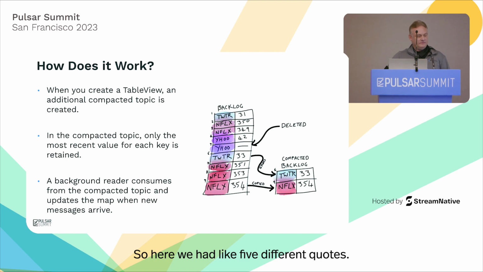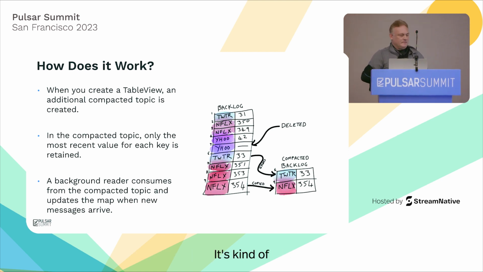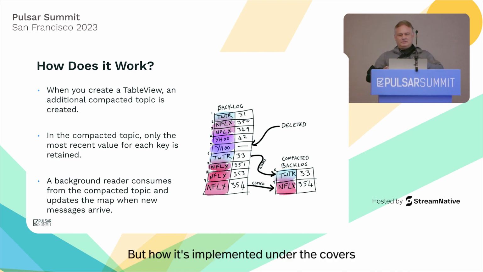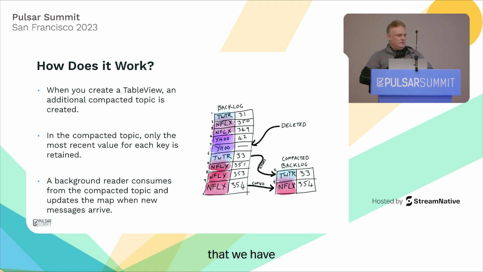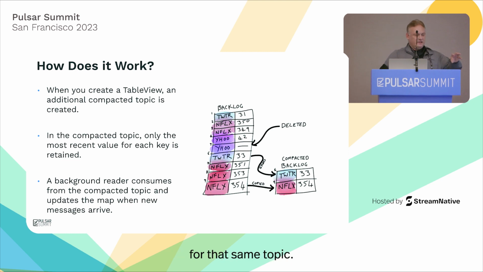So here we had like 5 different quotes. Deletes come in, they completely disappear. That's kind of another option as well. If you delete them from the topic, they go away. But how it's implemented under the covers is that when you start a TableView consumer, there's a compacted topic created for that same topic.